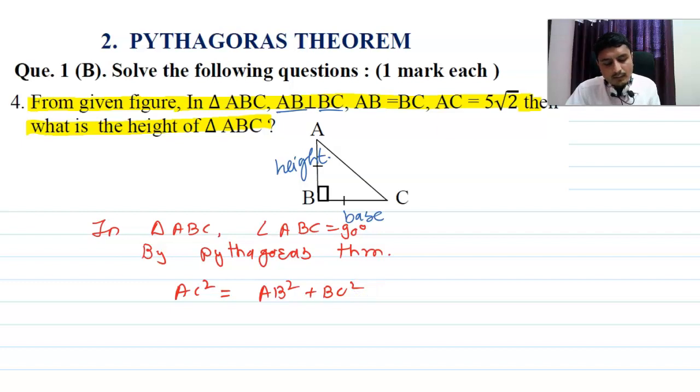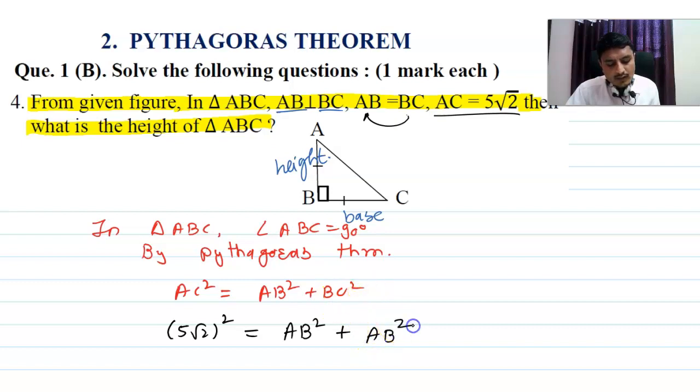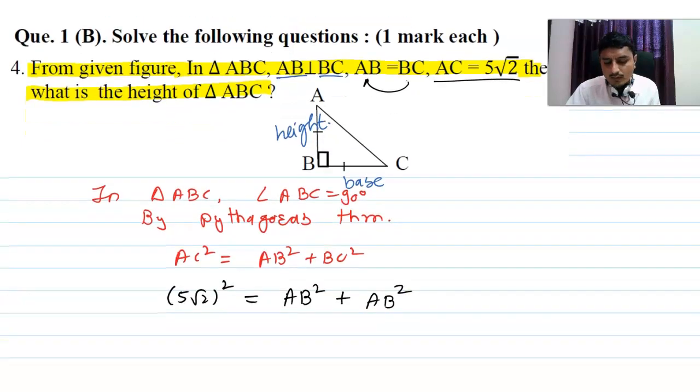Now the hypotenuse AC value is given as 5 times root 2. So we get 5 times root 2 the whole square is equal to AB square, as AB is the height, keep that as it is, while BC is the same as AB. So try to replace BC by its value AB, so BC square is equal to AB square. Now 5 square is 25, root 2 square is 2, while AB square plus AB square gives 2 times AB square. Now 2 and 2 from both sides get cancelled, so we remain with AB square equals 25.